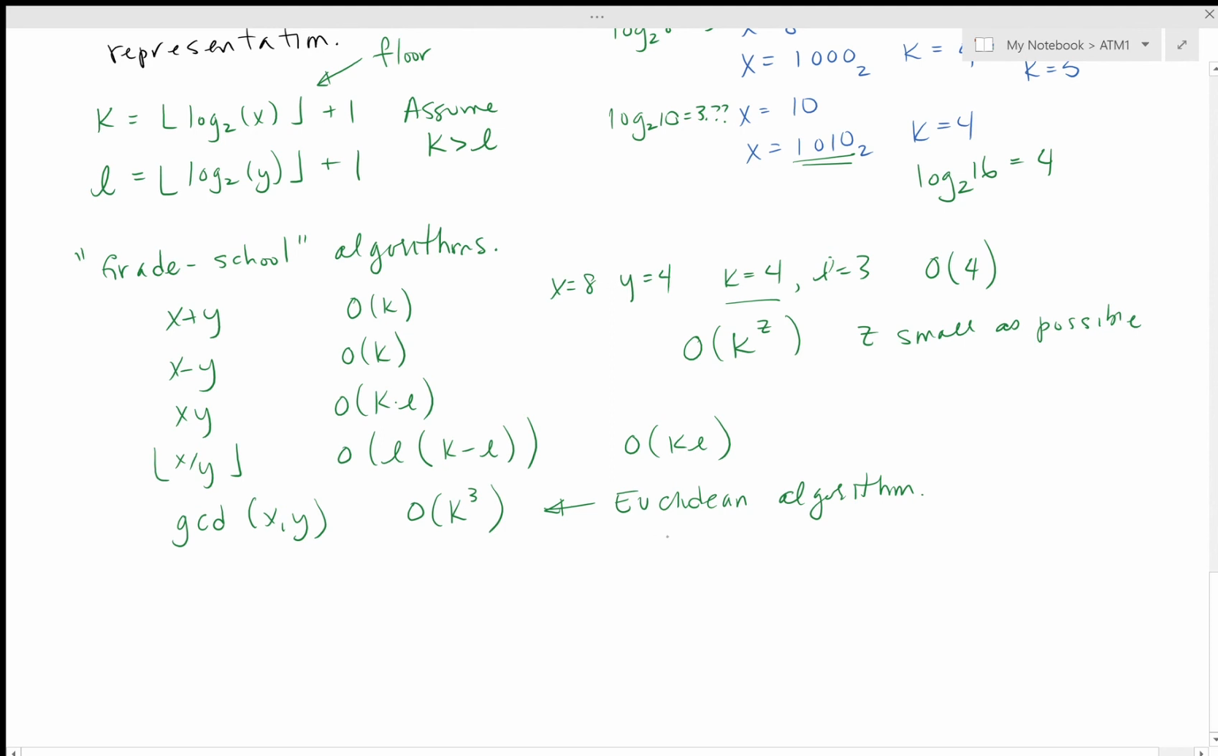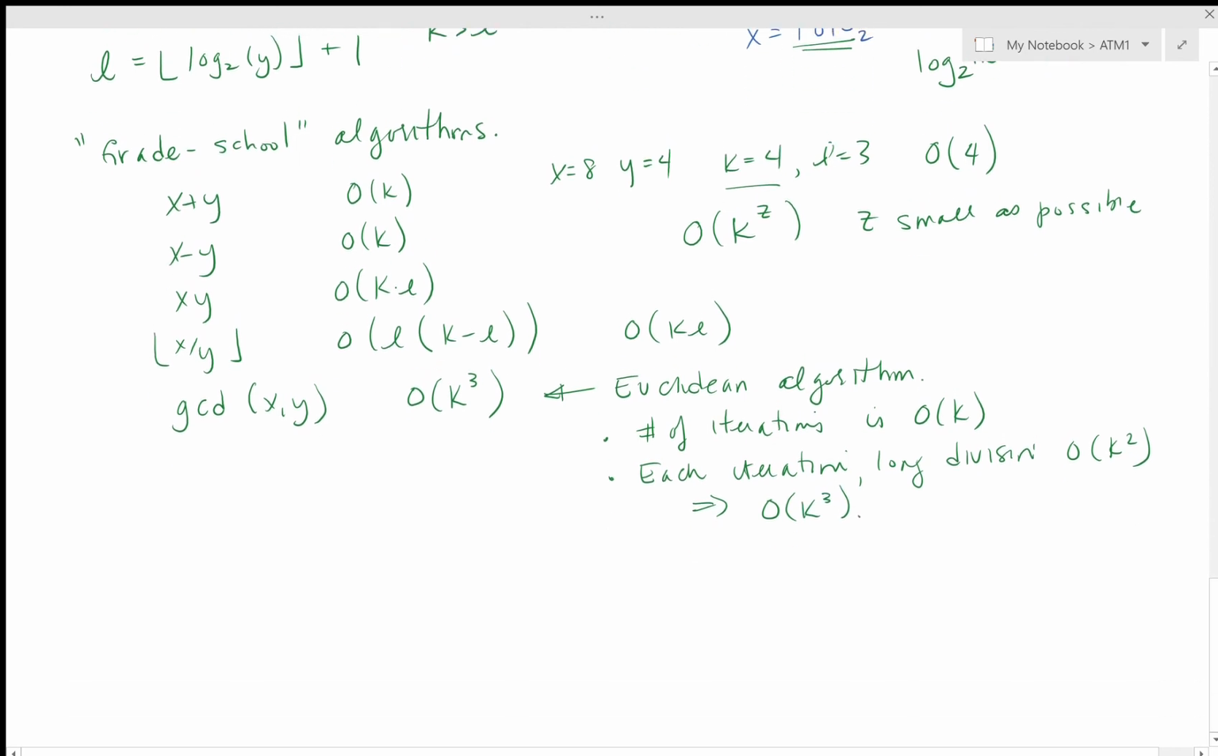So what you're looking for then is that the number of iterations is big O of K, and each iteration has a long division, which is of order K squared. So when you combine that, you get O of K cubed. Okay.